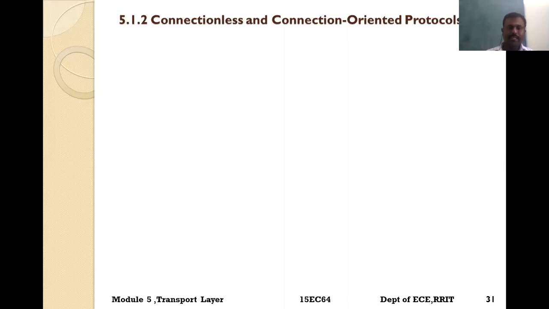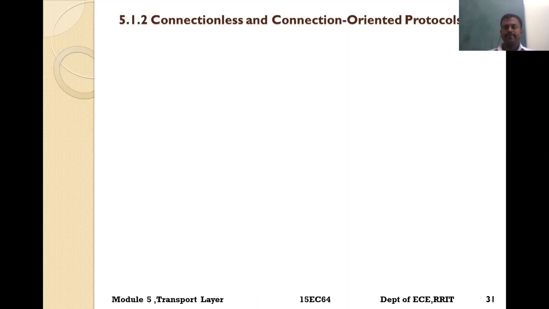So a large message is divided into smaller packets. Each packet is independent of the others. We don't have error control or flow control. That type of connection protocol, we call a connectionless protocol.